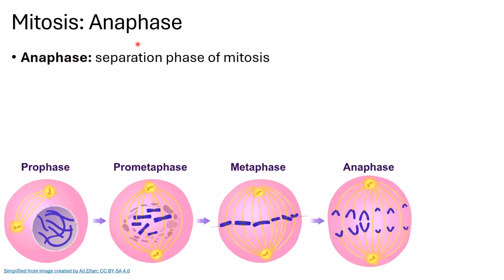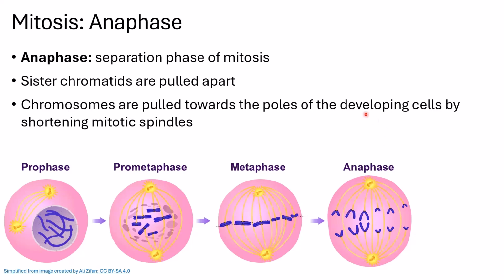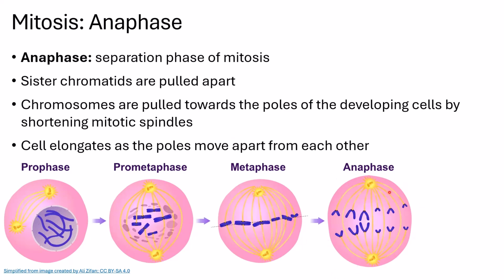Anaphase is the separation phase of mitosis. This is when the sister chromatids are pulled apart. Once pulled apart, the chromosomes are pulled towards the opposite ends, or poles, of the developing cells. The pulling is done by the mitotic spindle shortening. At the same time, the cell elongates as the poles physically move apart from one another.